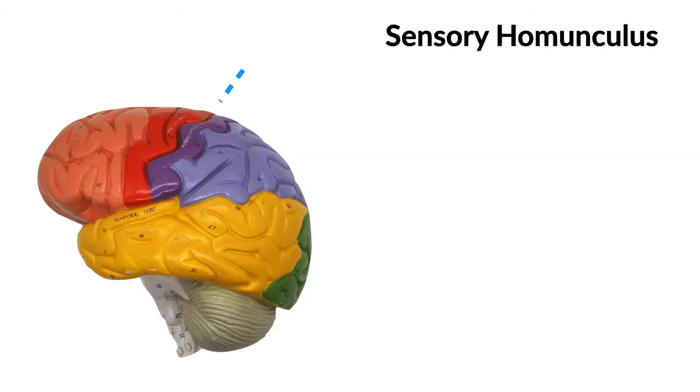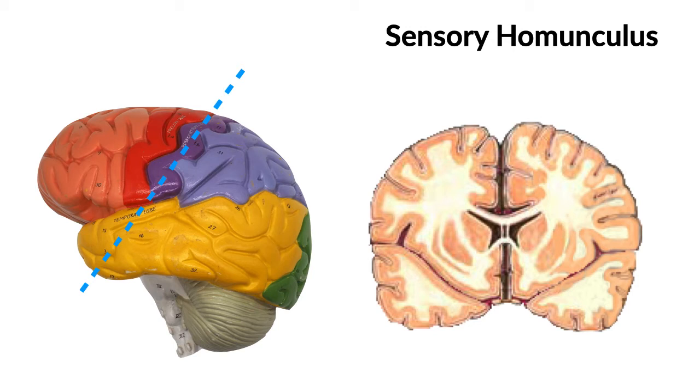This is located in the post-central gyrus. So we've done the pre-central gyrus with the motor homunculus. Now we're doing the post-central gyrus with the sensory homunculus, and we're going to do exactly the same thing. We're going to take a section, a coronal section, through the line of that post-central gyrus.